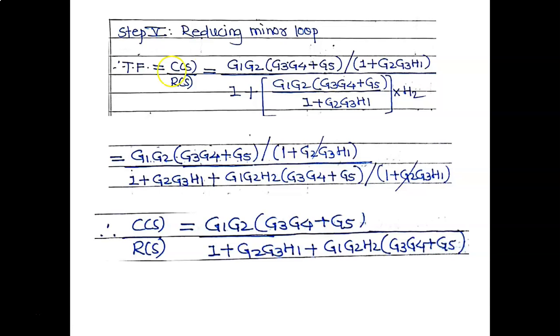CS upon RS, which is equal to G1 G2 into bracket G3 G4 plus G5 divided by 1 plus G2 G3 H1 divided by 1 plus G1 G2 into G3 G4 plus G5 divided by 1 plus G2 G3 H1 into H2. Now by doing cross multiplication, this 1 plus G2 G3 H1 will get cancelled. Therefore CS upon RS is equal to G1 G2 divided by G3 G4 plus G5 divided by 1 plus G2 G3 H1 plus G1 G2 H2 into G3 G4 plus G5. Therefore this is the final answer.